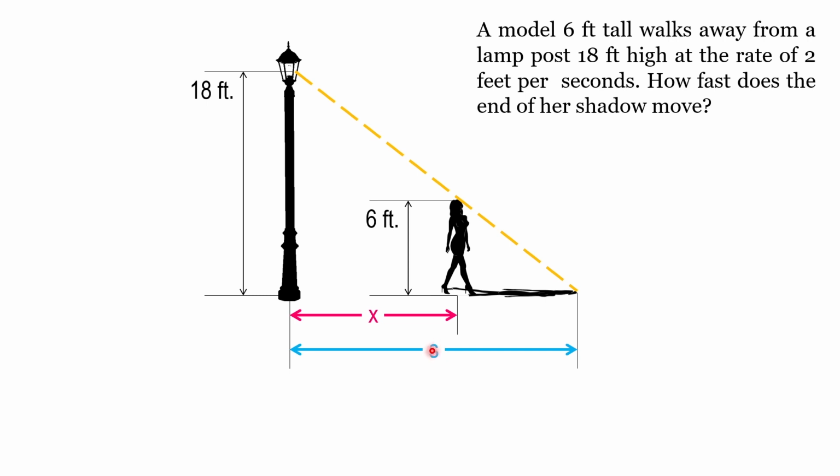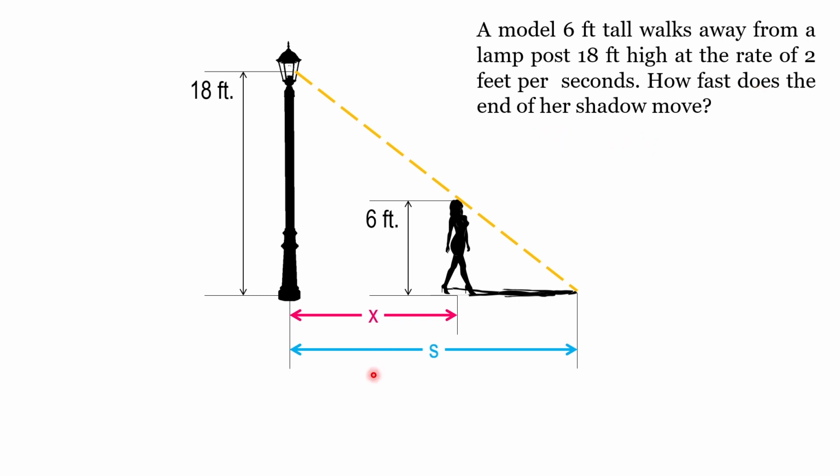Now, s naman, s is the distance from the lamppost to the tip of the shadow of the model. Now take note, when the model moves away from the lamppost, of course the tip of her shadow will also move away from the lamppost. And therefore, the distance between the lamppost and the tip of the shadow will also change. So that means that s is also a variable. And the rate at which s is changing through time is actually what is asked in the problem, because it says there, how fast does the end of her shadow move?